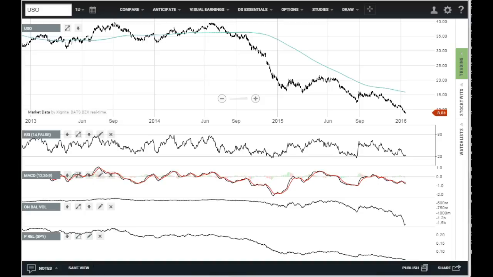This is the USO ETF, the oil ETF. It doesn't exactly track the crude contract due to the way it's constructed, but it's close enough for now. And you can see the big drop off starting in 2014. Here's 2015. What we have here is a daily chart. This is the 200-day moving average. So clearly this is a bear market. There's no arguing with that.